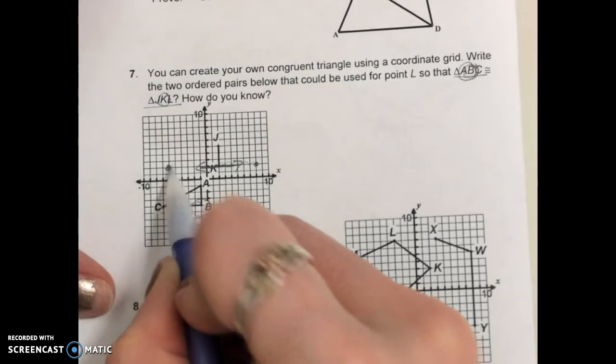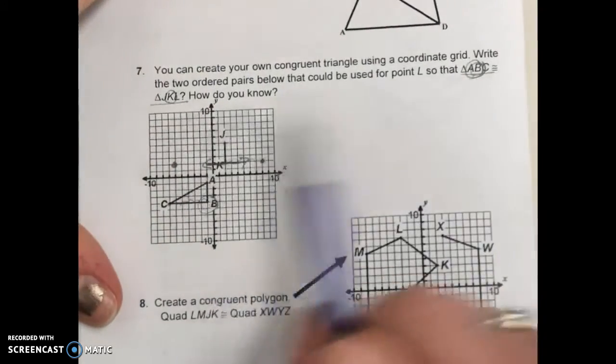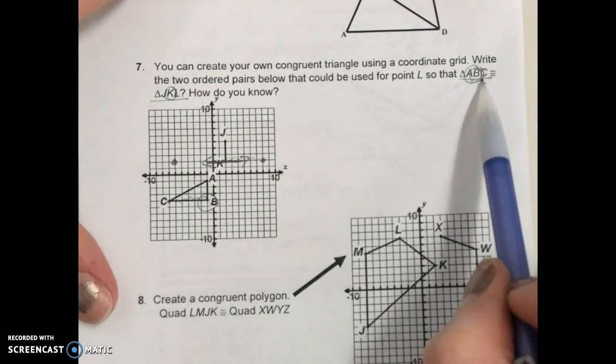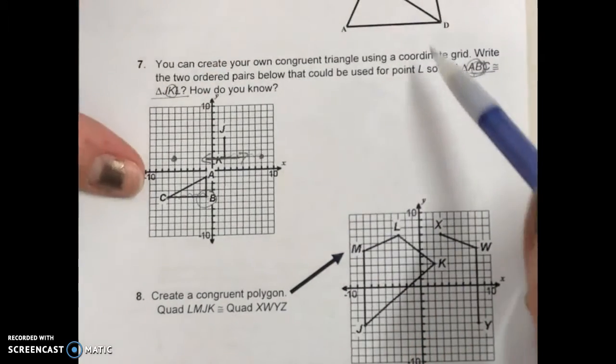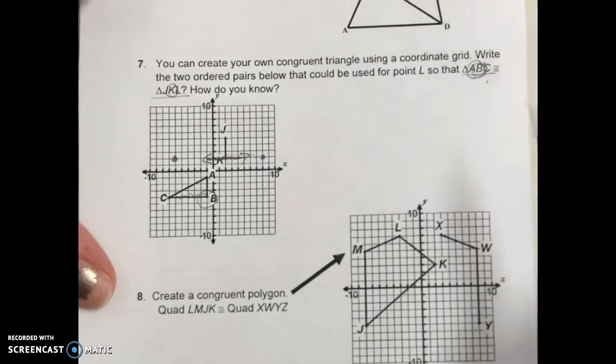So these are the only 2 points out of the whole coordinate plane that would work for point L to make that a congruent triangle. And it's really just because this order has to be the same. If it didn't have this congruency statement and it just wanted any congruent triangle, there'd be other options. But because it's congruent this way, it has to be like this.